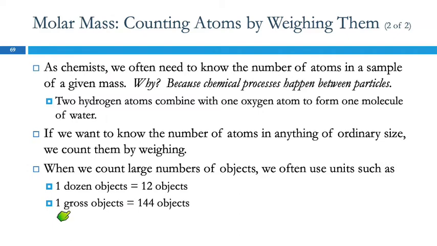Gross. Did you know that was a unit? Gross is a unit. A gross is a dozen dozen. So a gross is 144 objects, 12 times 12. Another counting unit is a ream. You buy a ream of paper, 500 pieces. A ream, R-E-A-M. Yep.